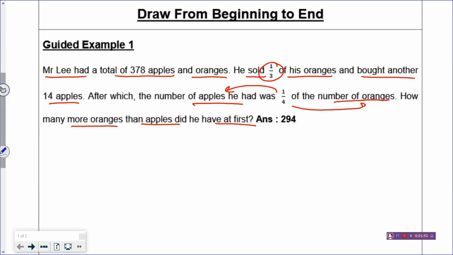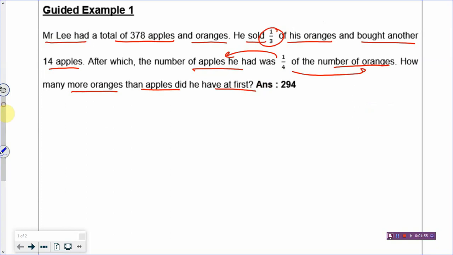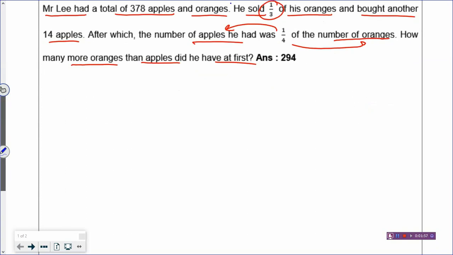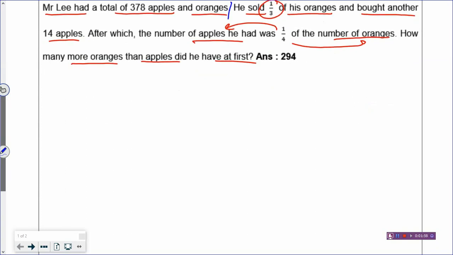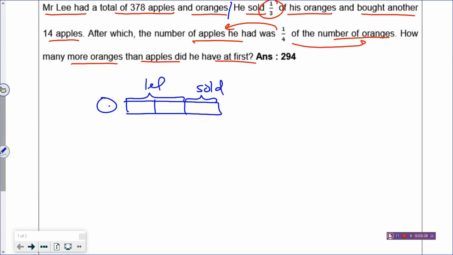Mr. Lee had a total of 378 apples and oranges. Can I draw the first sentence? If I can't draw the first sentence, then I will have to skip and jump to the next sentence. He sold 1/3 of his oranges. Can I draw that? Yes, I can. So I have 3 boxes, and he sold 1 box. Let's label it, and this will be the leftover.